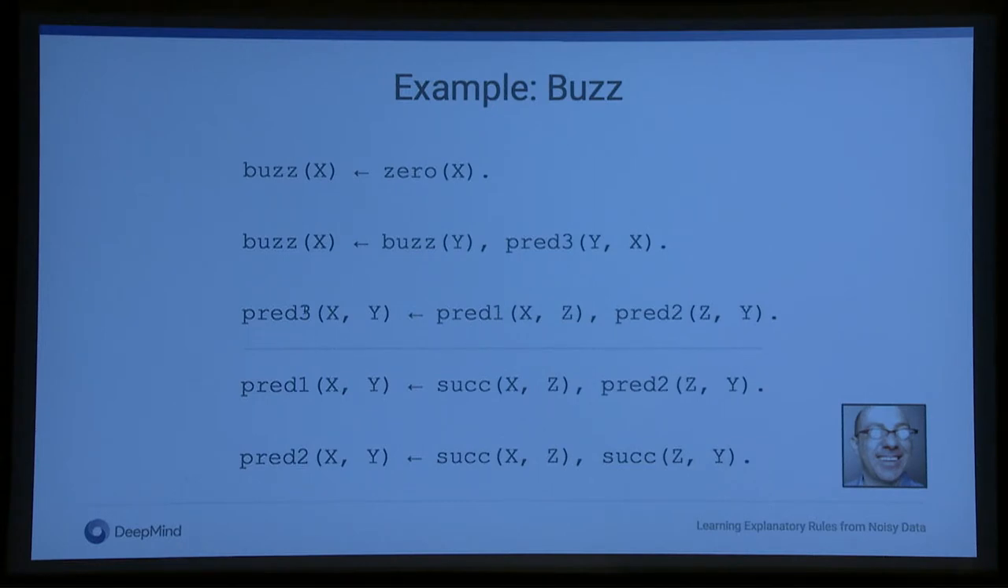One of the real powers of program synthesis is that we can do transfer learning. If we've learned some helper functions in some previous task, we can copy and paste them over into our new task. And this is an example where we use that. So a number is a buzz number if it's divisible by 5. And it synthesizes this predicate, pred 3, which is true of two numbers if x is 5 less than y. And in order to do that, it uses the predicates that it synthesized in the last programming task.